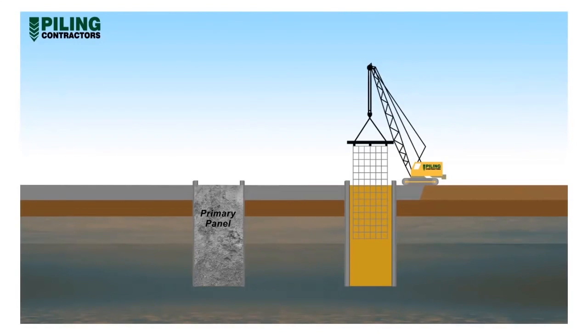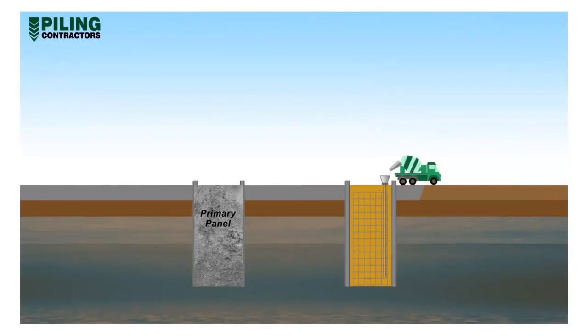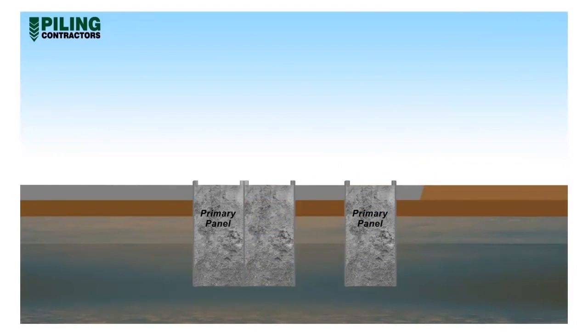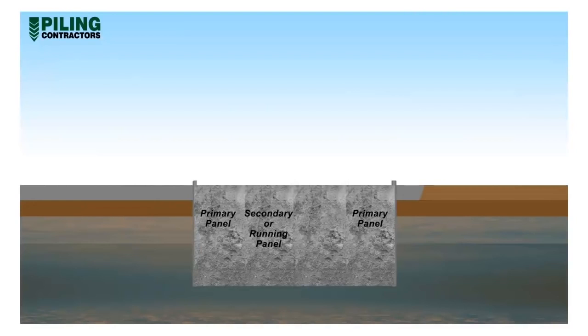The first panel constructed in a run of wall is called the primary panel. During concreting, the excavation grab and base crane are moved to another location, a safe distance from the concrete panels, and excavation commences on another primary panel. The next excavated panel is completed and concreted in the same procedure as just described. Subsequent panels excavated adjacent to the completed panels are called secondary or running panels. The final panel in a run of wall is called the closing panel.